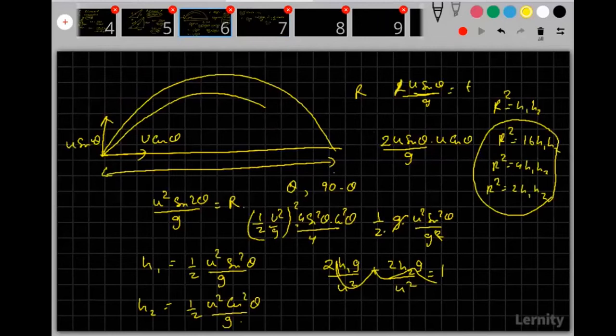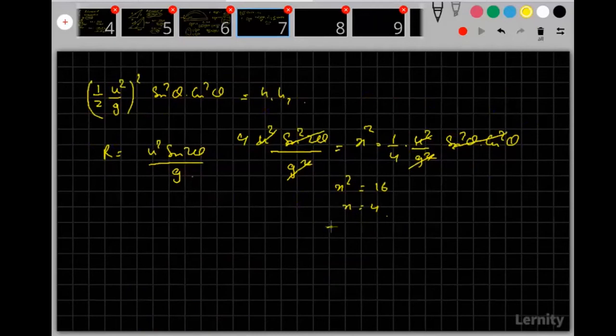So we will get 16 times. So if you multiply h1 h2, it will become 16 times. 16 times h1 h2 will become g squared.